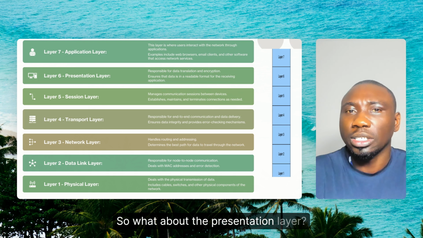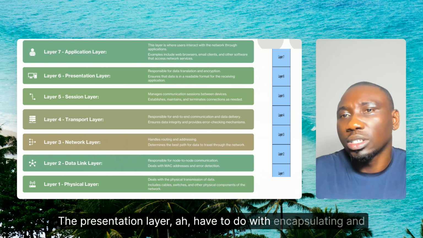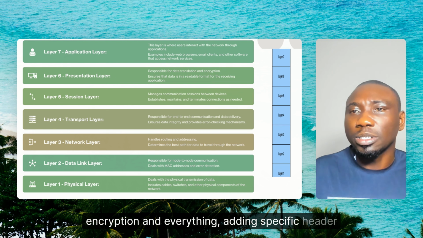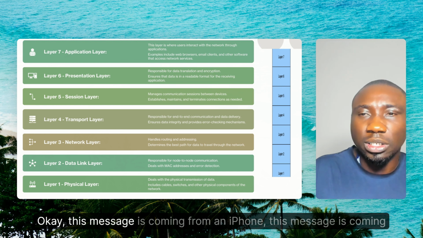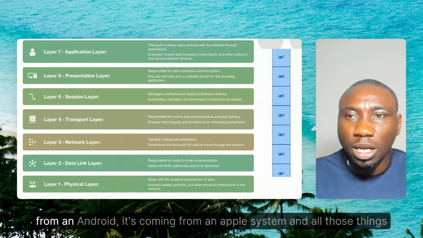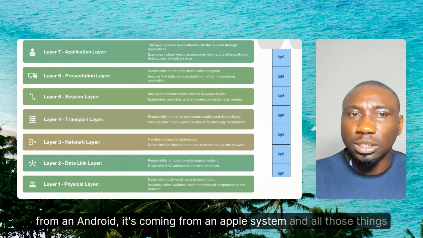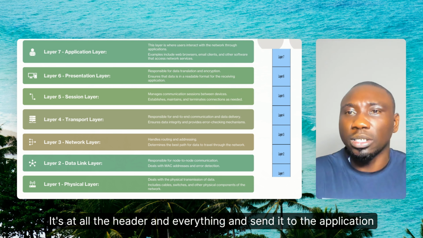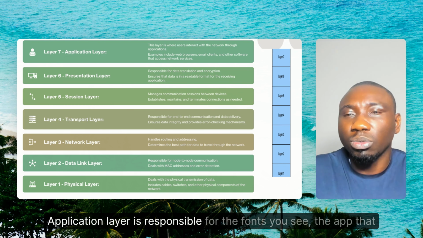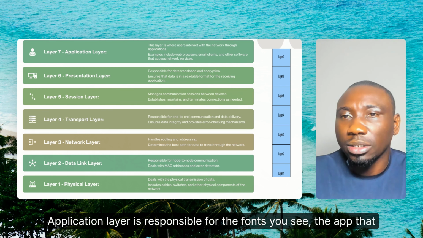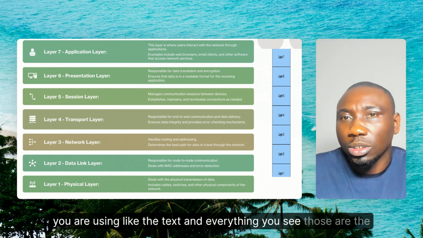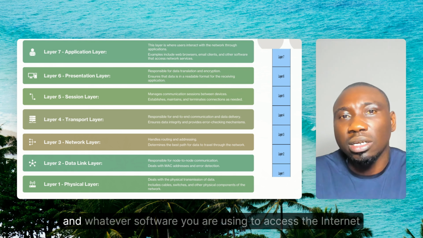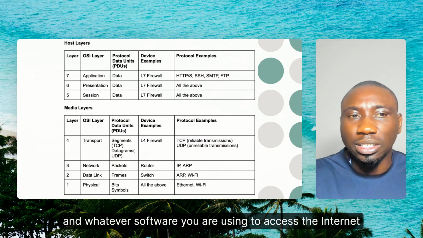So what about the presentation layer? The presentation layer has to do with encapsulation and encryption and everything, adding specific headers. Okay, this message is coming from an iPhone, this message is coming from an Android, it's coming from an Apple system and all those things. It adds all the headers and everything and sends it to the application layer. The application layer is responsible for the fonts you see, the app that you are using, like the text and everything you see. It has to do with your browser, your email, and whatever software you are using to access the internet.